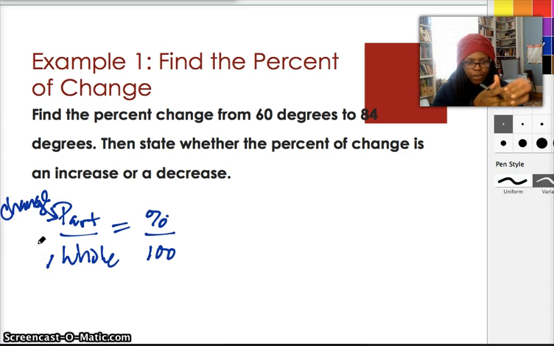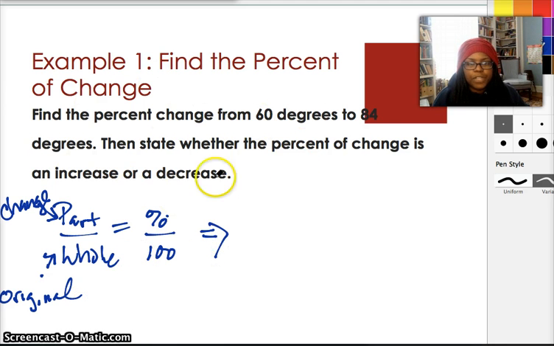The difference from the original to the new, the change. And then the whole is going to really be the original in this case. So that's how we're going to handle problems like this. So let's see how it works for this particular problem.